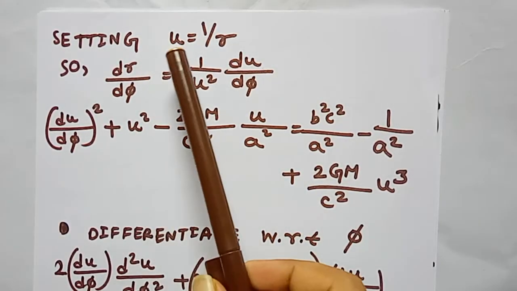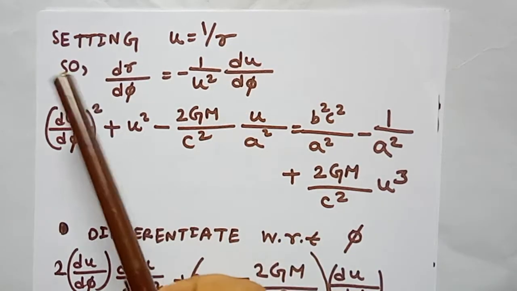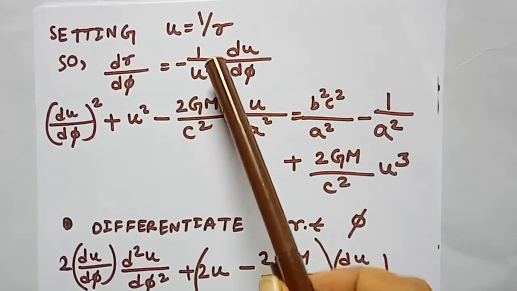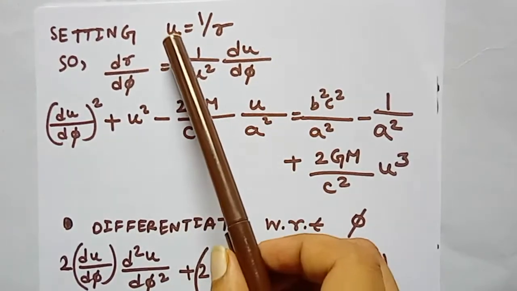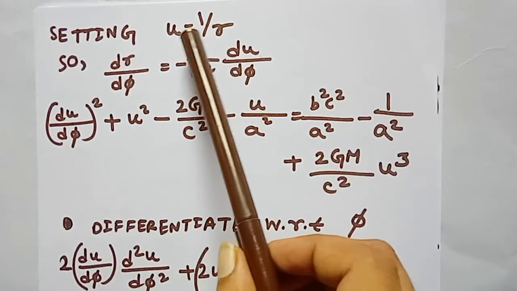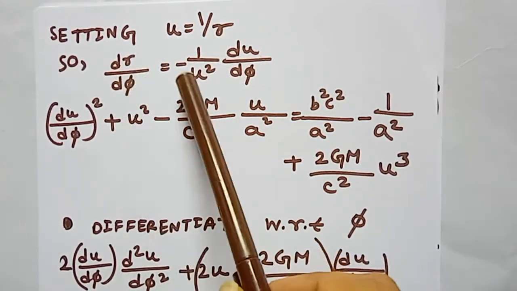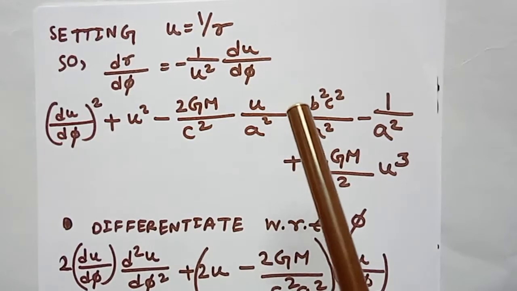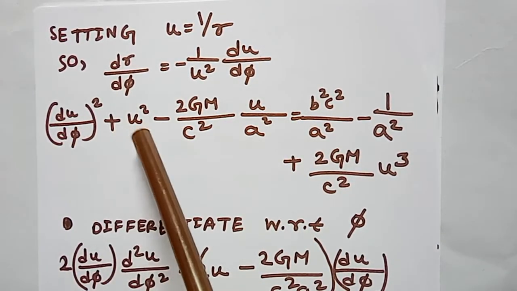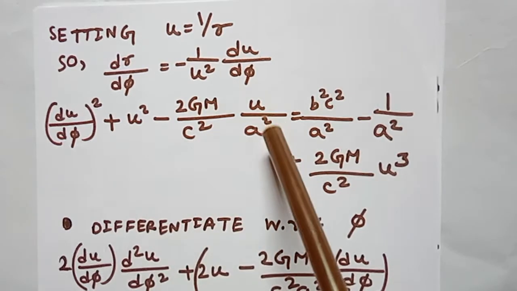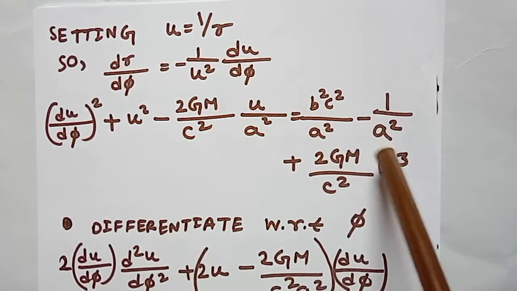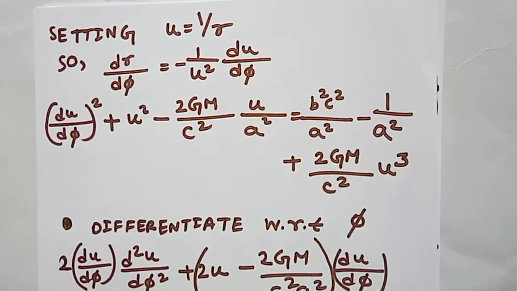Now setting u equal to 1/r, differentiating with respect to phi, r equals 1/u, so dr/d phi equals minus 1/u squared du/d phi. And we have (du/d phi) squared plus u squared minus 2GM over c squared u cubed equals b squared c squared over a squared minus 1 over a squared plus 2GM over c squared u cubed.